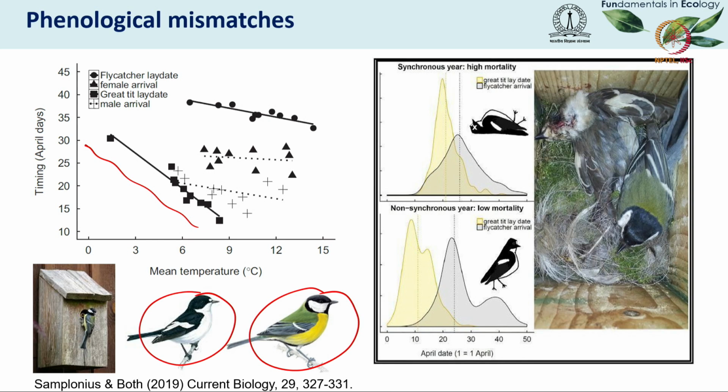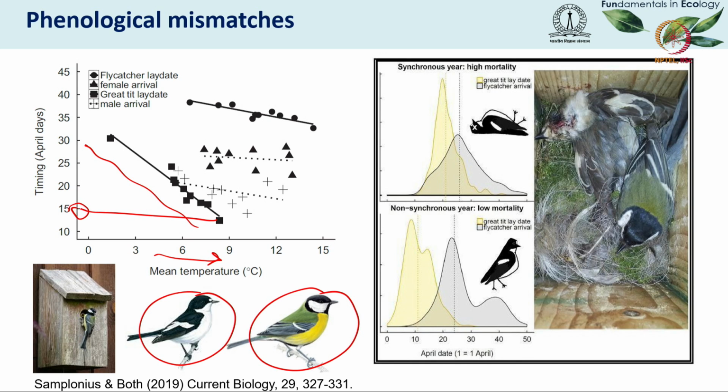The warmer the temperature, the earlier great tits start to breed. So this is timing in April days. 10 means 10th of April. And so when temperatures are warmer, great tits breed earlier.